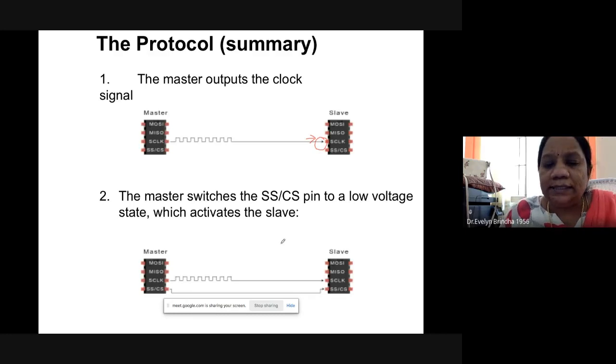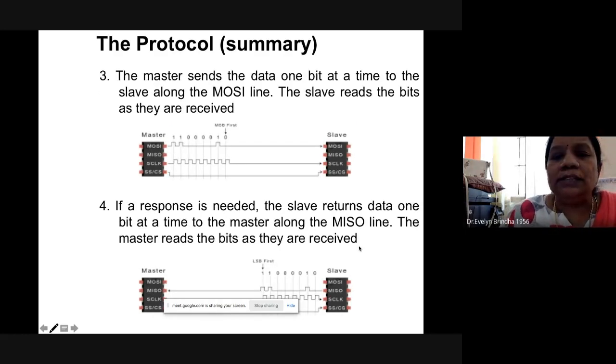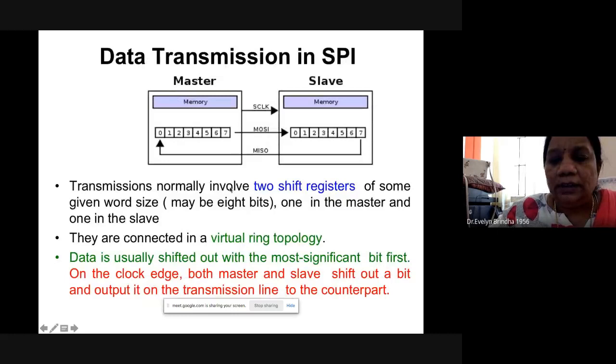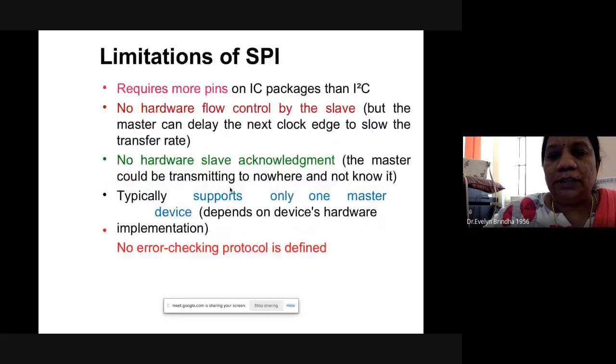The second step, the master should select the slave, whichever slave, slave 1, slave 2, slave 3, like that. The slave has to be selected. So the second step is SS. The first step is clock, the serial clock. The second step is SS. The third step, if the master needs to transmit, the data has to be transmitted.